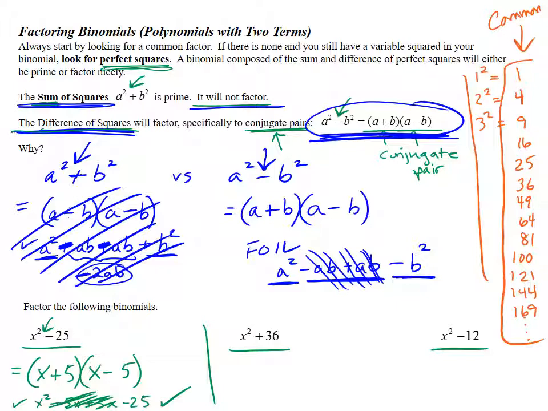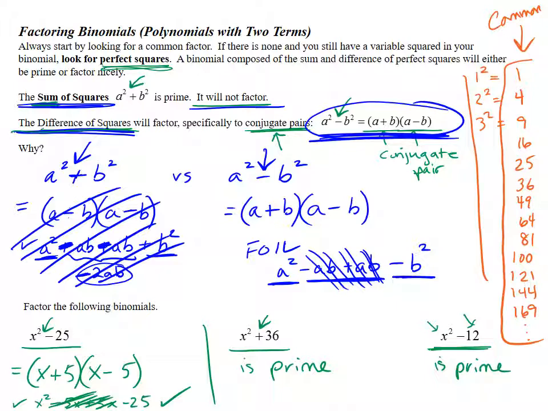Next example, x squared plus 36. These are both squares, x squared and 36 are both squares, but there's a plus in between them. Remember, the sum of two squares is prime, so this is prime. It does not factor. Next example, again a binomial. The first term is a square, but 12 is not. So even though it's a minus, which we need for this situation, we don't have a perfect square here. Because there's no common factor, this again is prime. There's nothing we can factor there.